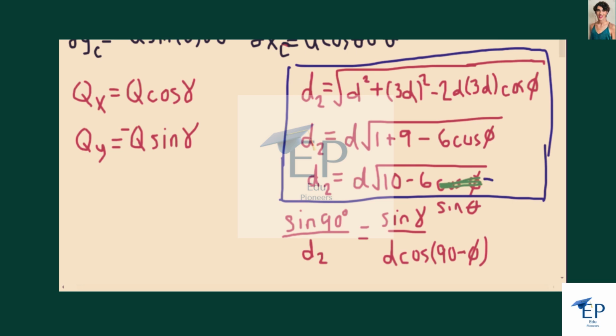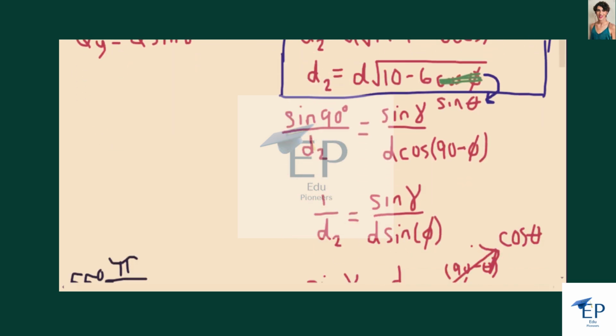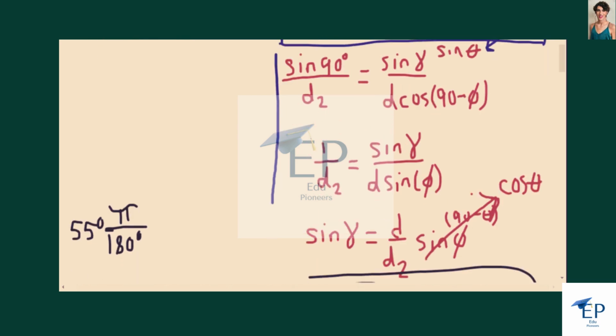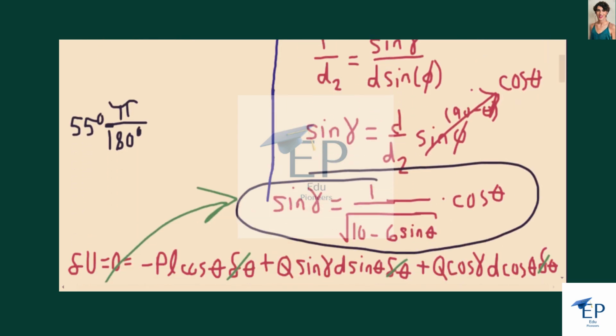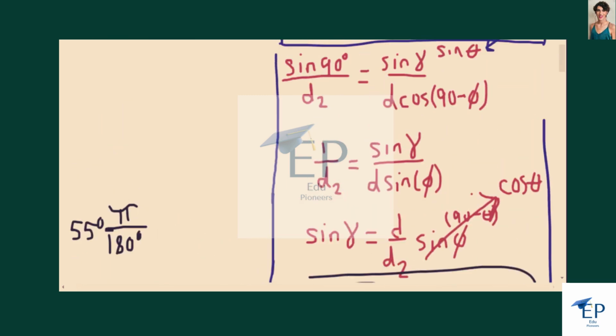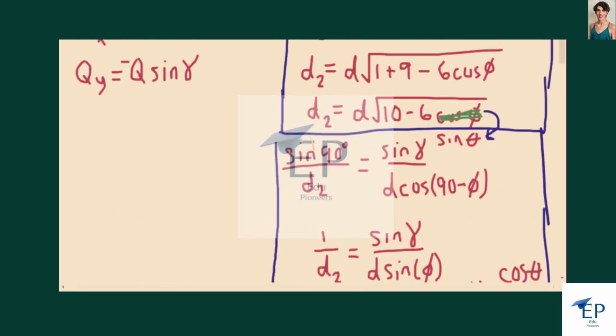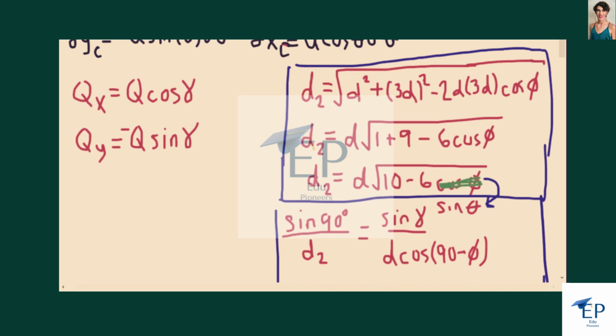So D sub 2 is this. Remember, I saw cosine phi, so I just replaced it with sine theta. Then I can use the law of sines to figure out what gamma is. So that's going to come the whole way down here using the law of sines and combining it with what I learned from the law of cosines.